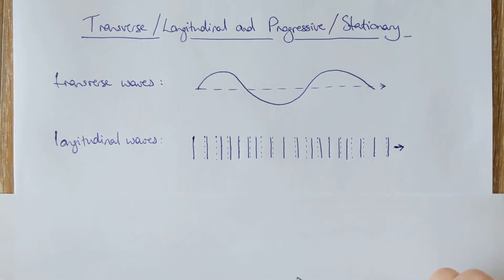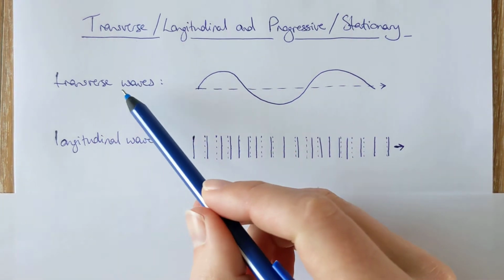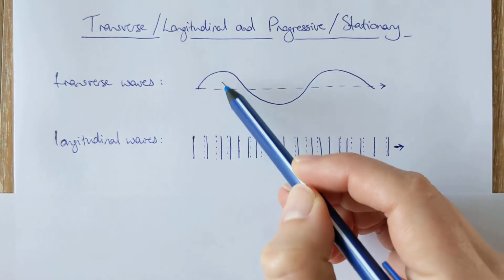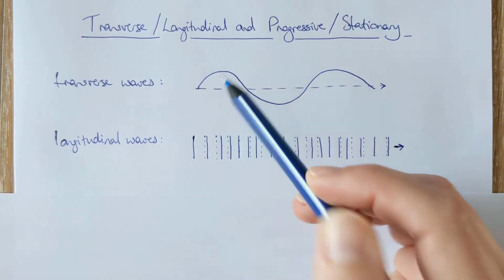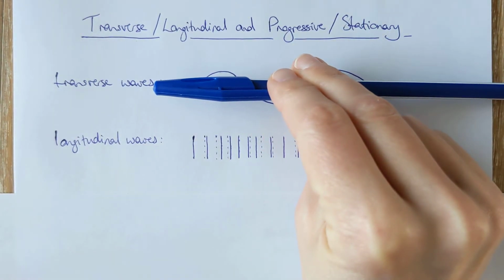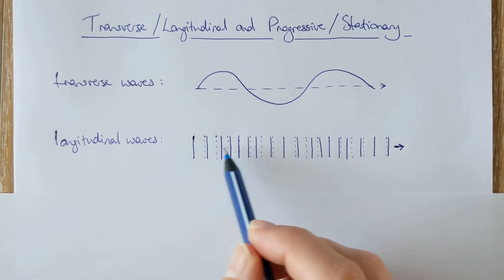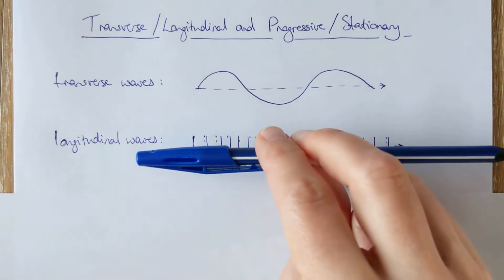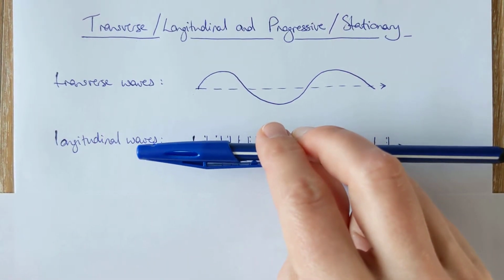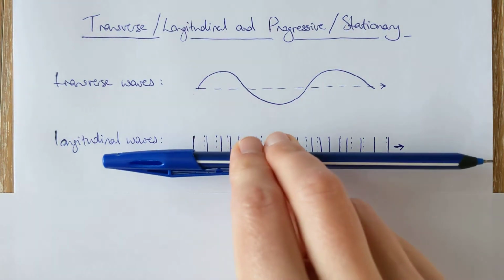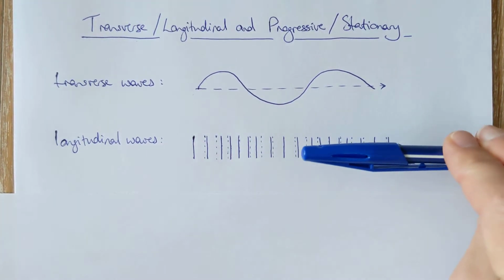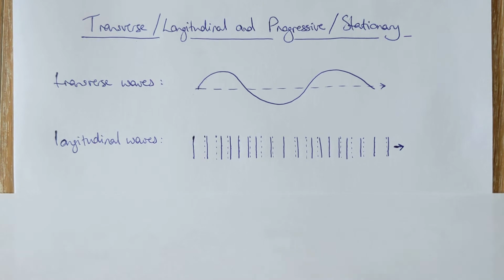Waves are oscillations that travel. In transverse waves, the oscillations are perpendicular to the direction the wave is travelling, and in longitudinal waves, the oscillations are parallel to the direction the wave is travelling. Waves transfer energy in the direction they're travelling, but they don't transfer matter.